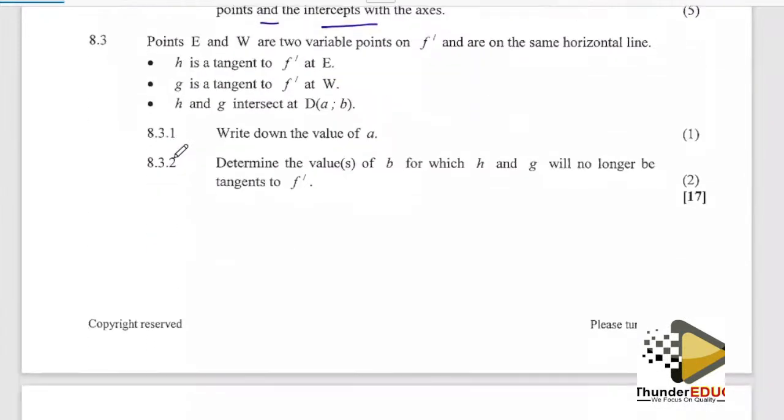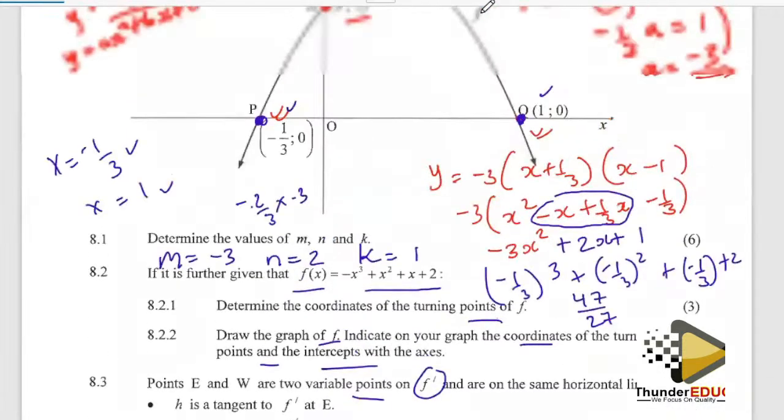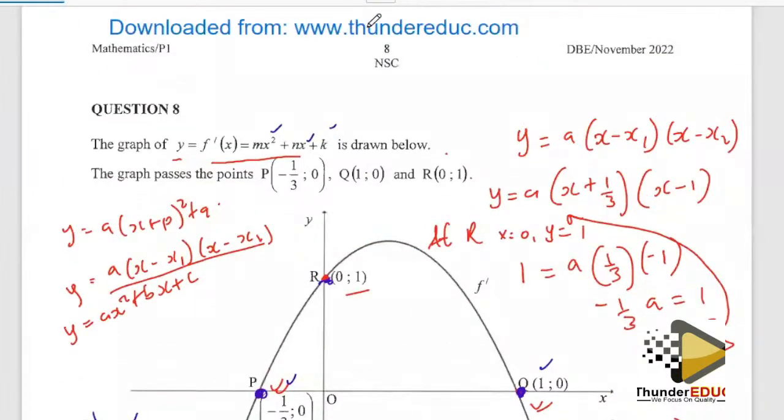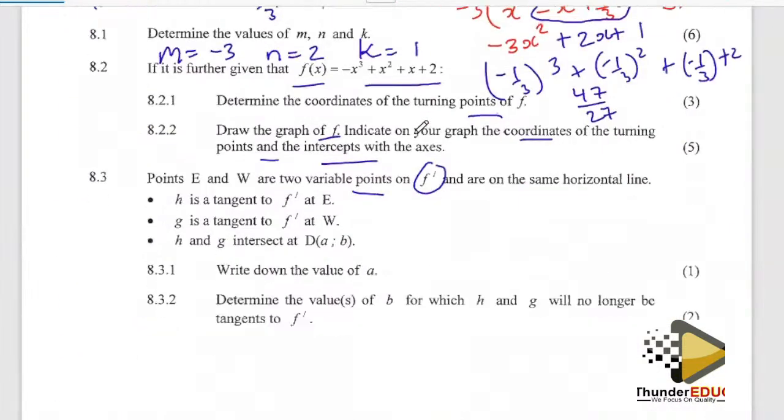8.3. Points E and W are two variable points on the inverse of f. I'm still talking about the same thing. And they are on the same horizontal line. H is a tangent to the parabola at P. G is a tangent to the parabola at W. H and G intersect at the coordinates A and B. Now they want us to write down the value of A.